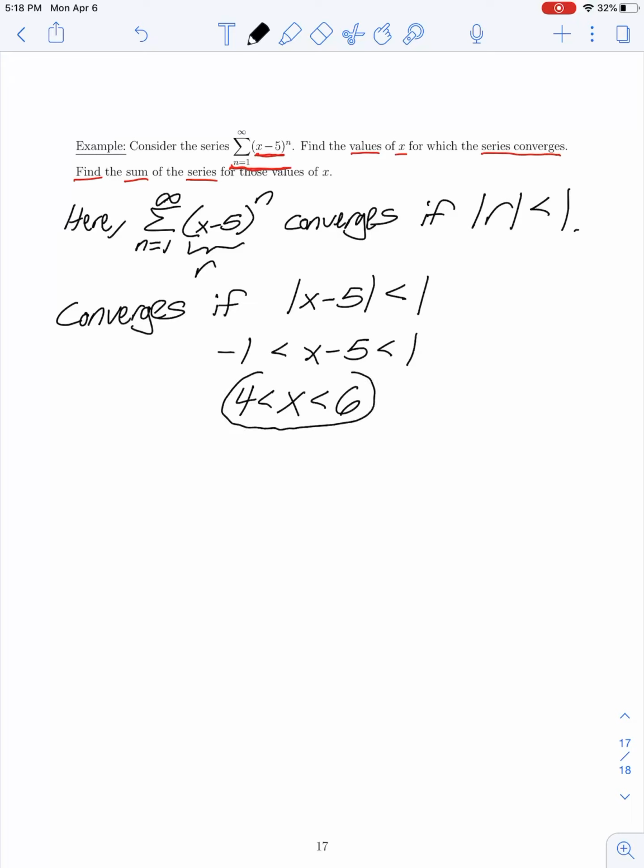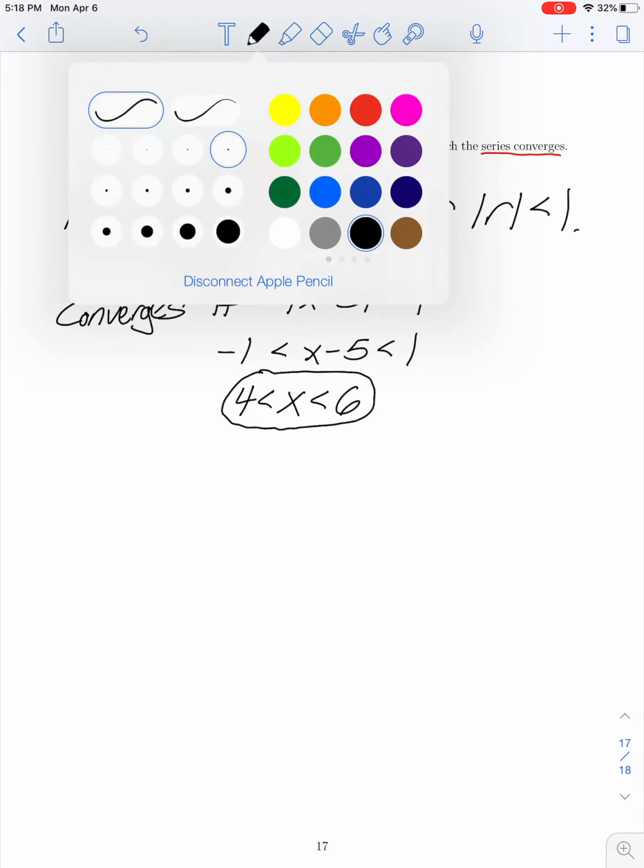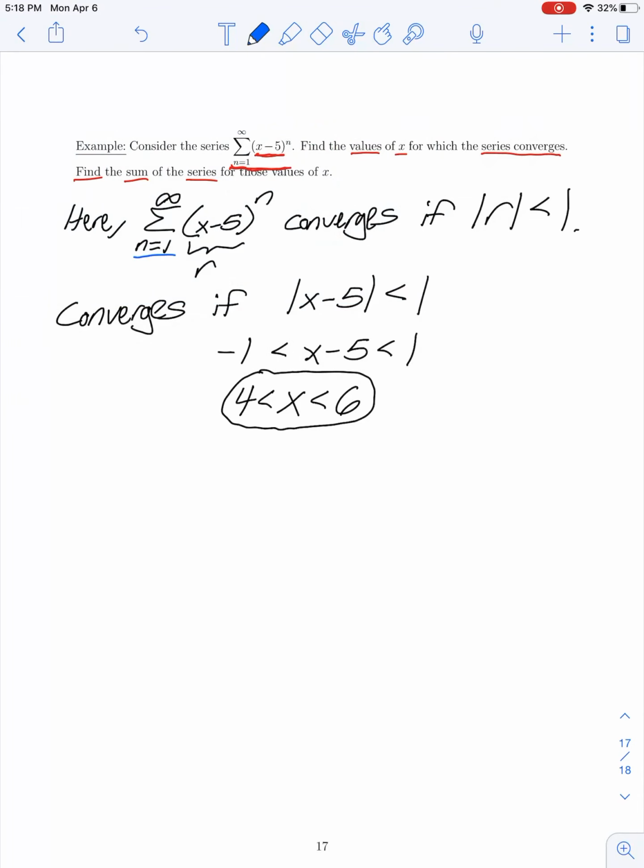So we found the values of x for which our series will converge, and then we're asked to find the sum of the series for those values. Now, in order to find the sum of our series, we need to rewrite this series so that its initial term corresponds to n equals 0. So let's take our summation from 1 to infinity of x minus 5 to the nth and rewrite it as a summation starting at n equals 0.